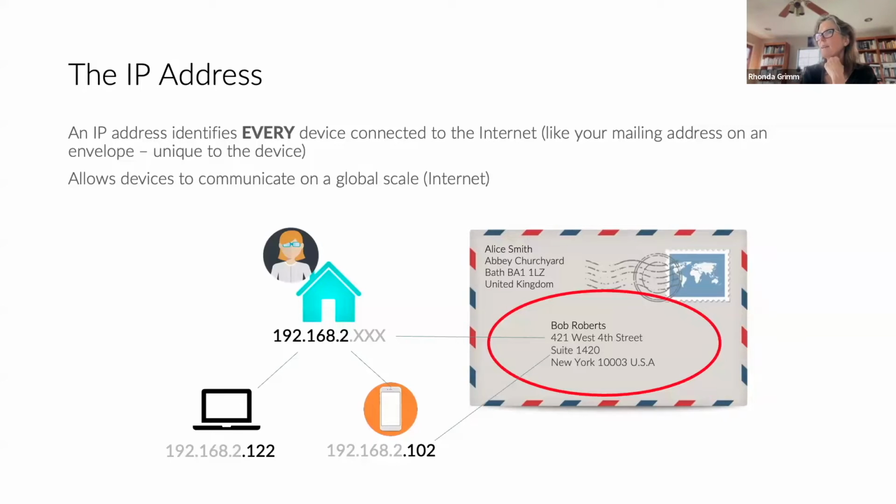In this case, her house may have a 192.168.2 network address, which is a lot like the street number and street address of Bob's office building. And then the host address, the thing for the individual device, is a lot like the suite number. You get into the building and then you can find the exact suite.